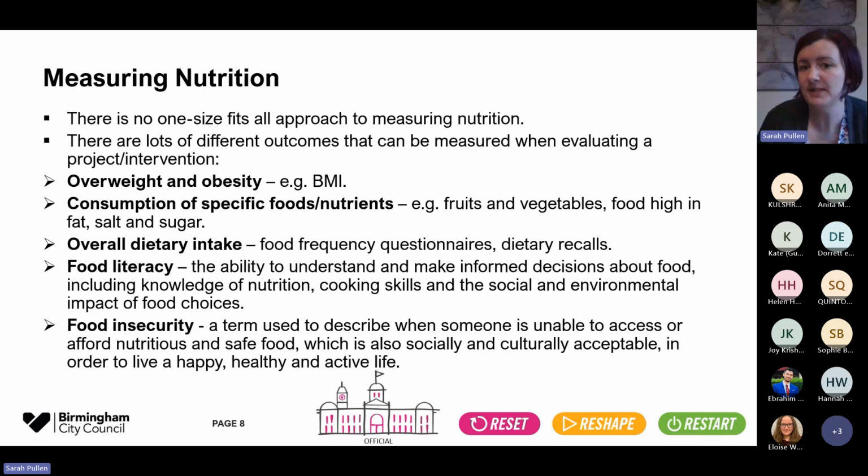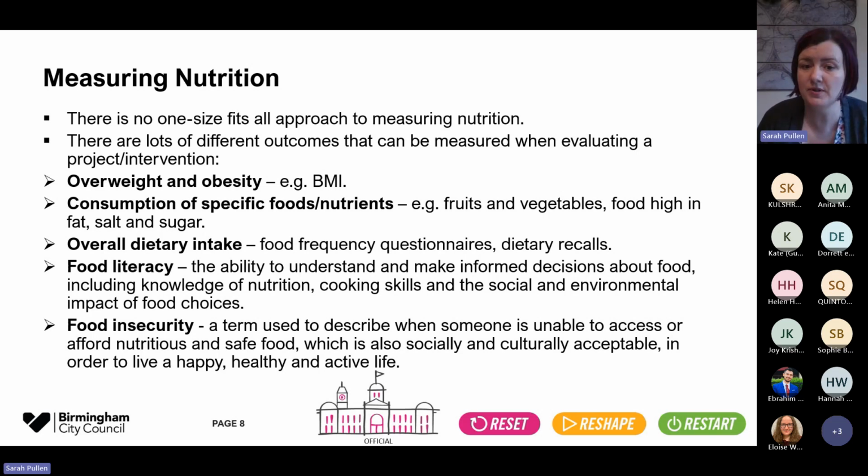With consumption of specific foods and nutrients, such as fruits and vegetables and food high in fat, salt and sugar, there's also tools that you can use to explore that. There's overall dietary intake, so food frequency questionnaires and dietary recalls, so people remembering what they've eaten in the past 24 hours, for example. There's also food literacy, so the ability to understand and make informed decisions about food, including the knowledge of nutrition, cooking skills, and the social environment and environmental impact of food choices.